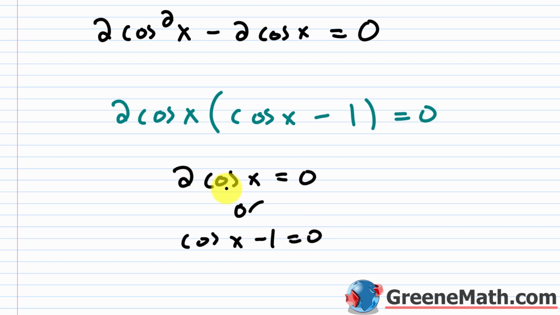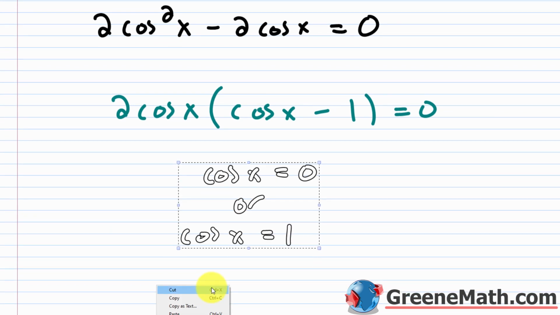For this one, you would divide both sides by 2. So you're just going to solve cosine of x equals 0. For this one, you would add 1 to both sides. So you're going to see where the cosine of x is equal to 1. Now, if you go back to your original equation that you set up, the period is going to be 2 pi. So solutions will repeat every 2 pi.